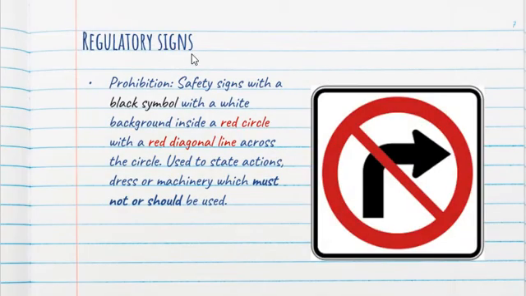Okay, so the first regulatory sign that we're going to talk about is the prohibition. So safety signs with a black symbol, with a white background, and then a red circle with a red diagonal line across the circle, stating that this should not be done. Okay, this is used to state actions, dress, or machinery which must not or should not be used.